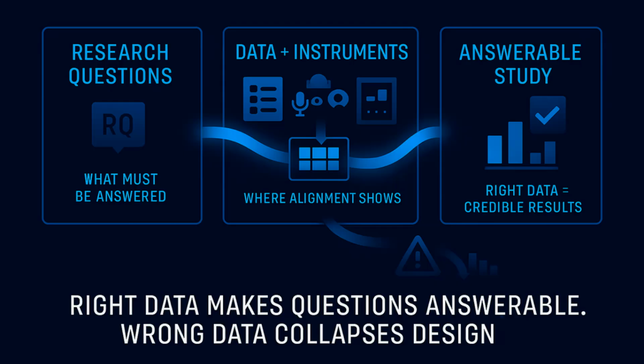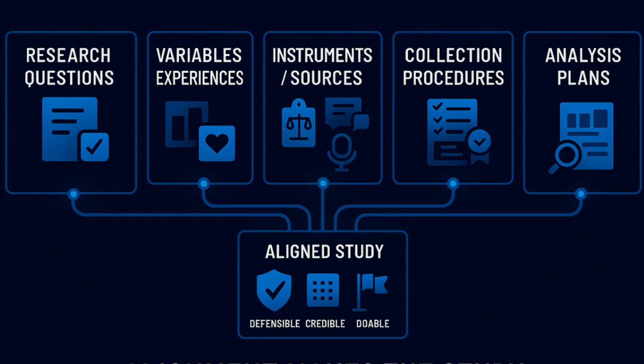Data collection and instruments are where alignment becomes visible. The right data makes the research questions answerable. The wrong data makes even a strong design collapse. When your research questions, variables or experiences, instruments or sources, collection procedures, and analysis plans are aligned, the study becomes defensible, credible, and doable.